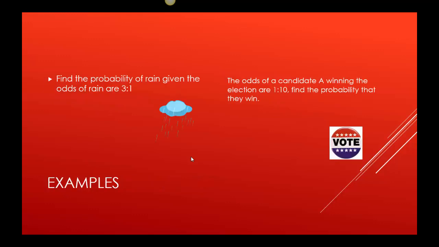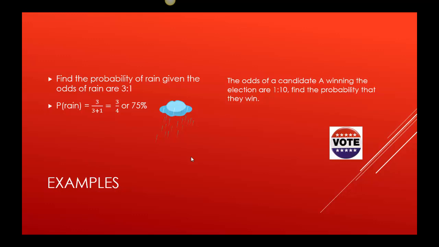So let's find the probability of rain, given the odds of rain are 3 to 1. And then we're going to find the probability of a candidate winning the election if I know the odds are 1 to 10. So let's go back to this rain one to start. If I know the odds of rain are 3 to 1, it means for every 3 ways it will rain, there's 1 way it won't. So that says I have 3 over 3 plus 1, so I have 3 over 4, or 75%.